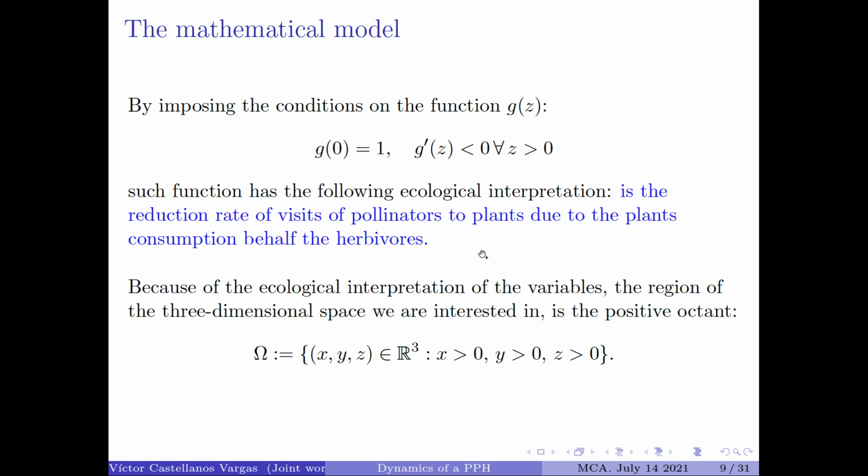So, because of the ecological interpretation of the variables, the region of interest in the three-dimensional space is the positive octant.